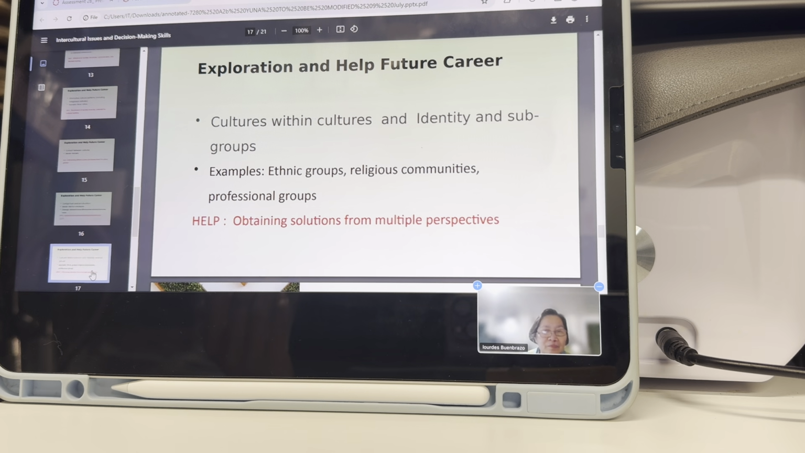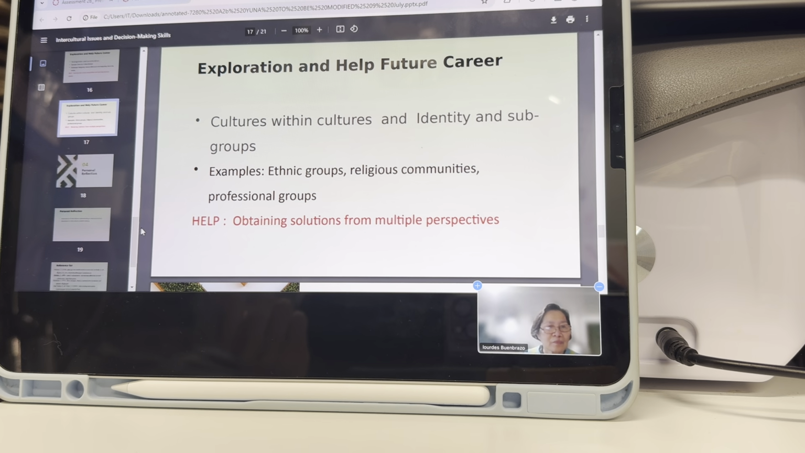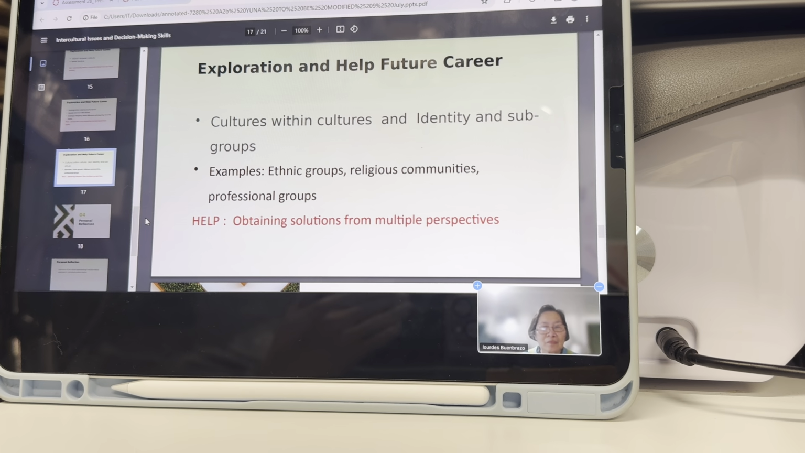We talk about culture within culture. Culture within culture means subcultures. Subcultures include ethnic groups and religious groups. I think there is a need to have a respectful attitude towards the people. Like me, in my culture, people don't believe in God. And when I'm talking to religious people, I need to respect the other people's beliefs.